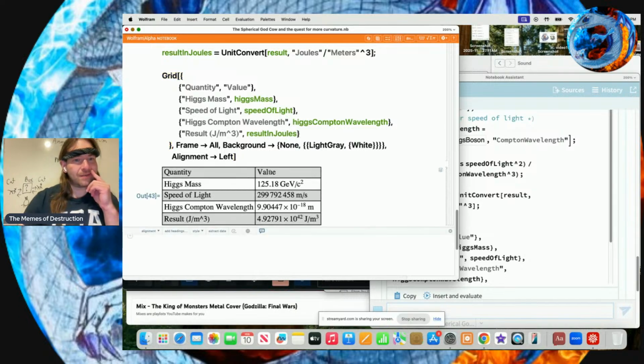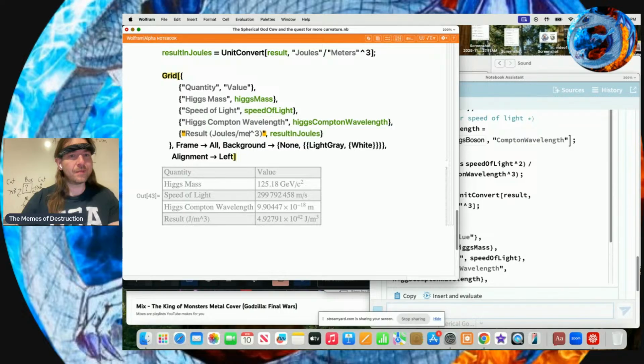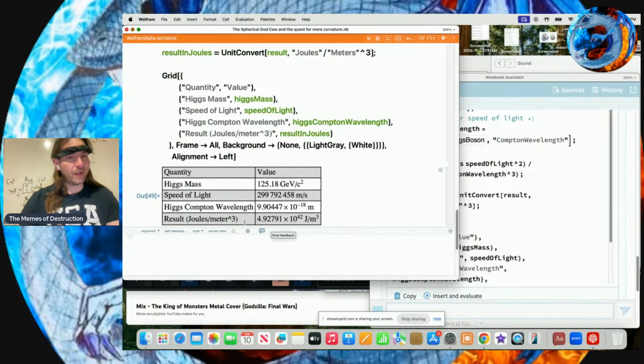Boom. There we go. Joules per meter cubed. All right, results in joules. There we go. Cool.